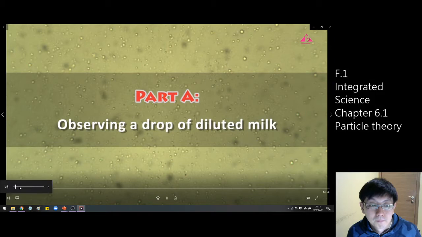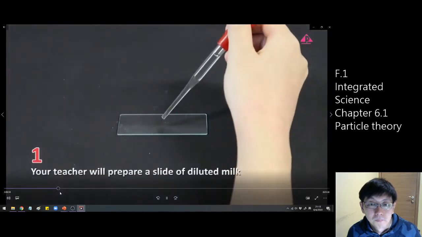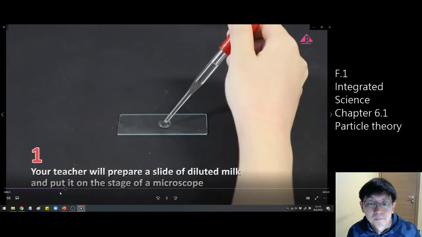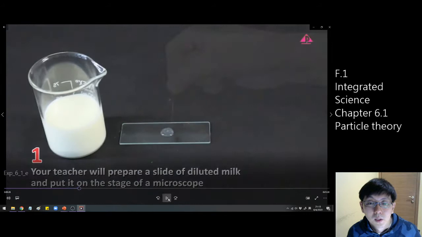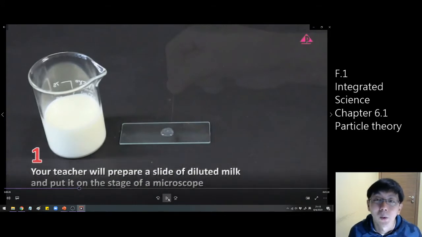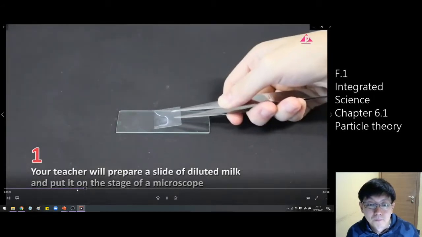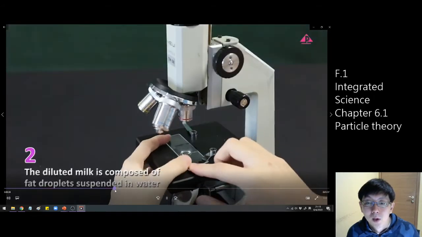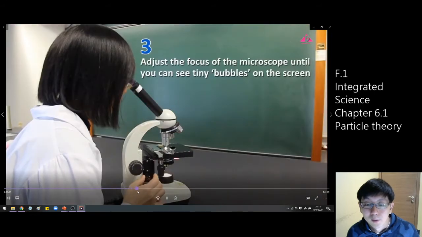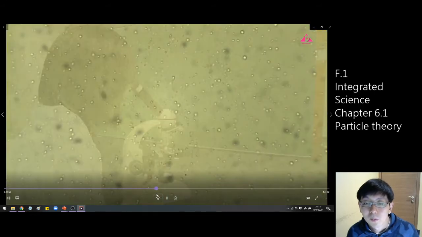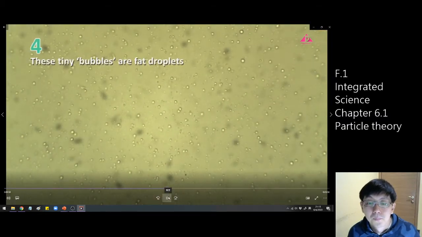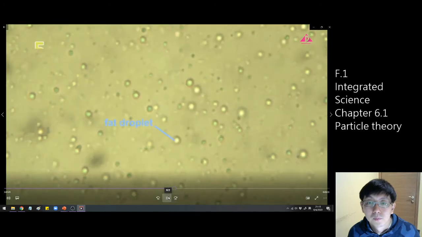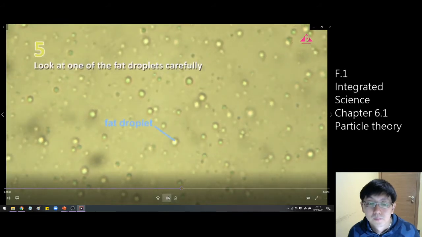Diluted milk. Your teacher will prepare a slide of diluted milk and put it on the stage of a microscope. Diluted milk 稀釋咗嘅鮮奶，咁一滴水加少少鮮奶就 OK 嘅。好，我飛後少少先。So what can we observe here? What can we observe under a microscope will look like this? These tiny bubbles are fat droplets. Look at one of the fat droplets carefully.